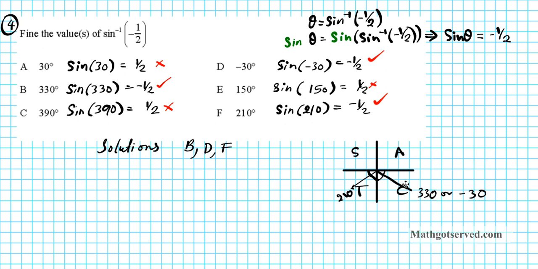Okay, the other angles that we have, 30 is over here. This is 30 degrees, or also 390. Sine is positive here, so that's no good. And then the other angle we have is 150, and that's over here. And we know that sine is positive here also, so that's why it's no good. So if you know your reference angles, and all students take calculus, you can also use that to determine the right solution.